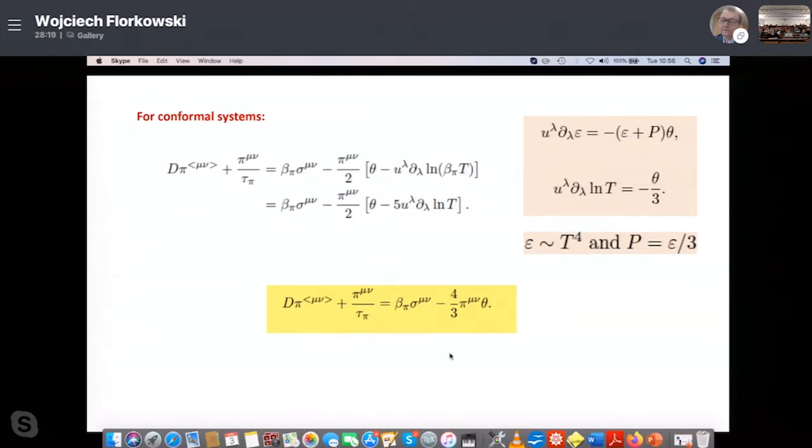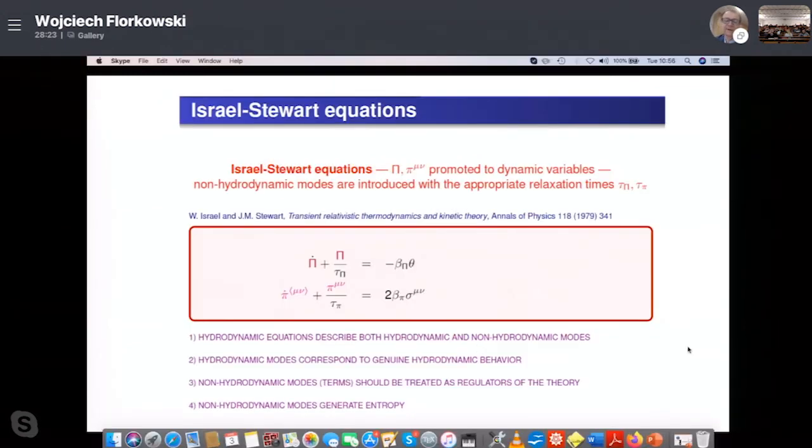And now this kind of summary I want to make. So now I just keep what is the most important in Israel-Stewart. So I only keep the terms which contain the convective derivative. Now it's denoted by the dot, like the time derivative. So there are a few points I want to make.